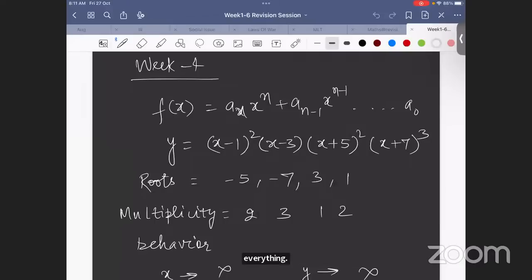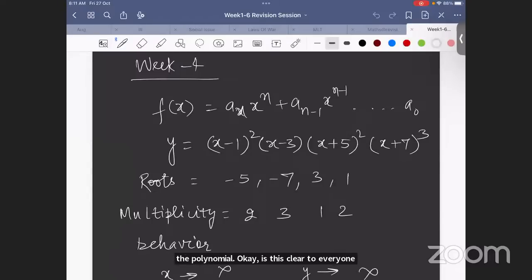A polynomial has been given. I'll let you know how to plot any polynomial. You can't exactly plot the polynomial, but you'll get an idea: roots, multiplicity, how the polynomial will behave, how it will start, how it will end. This type of information you will know just by seeing the polynomial. Is this clear to everyone?